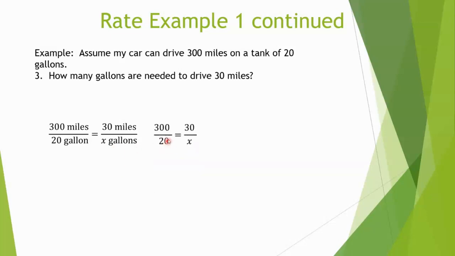So again, now those units are gone, this is our proportion, and it's just like before, we solve for x by cross multiplying. And that's what we're doing here. We get 300 times x on the left, 30 times 20 on the right. And now what do we do next? Well, we want to get x, right? I mean, this is telling us that 300 times x has to be 600. Okay, but how do we get x? We divide. And then once we divide, we get x equals 2 gallons.